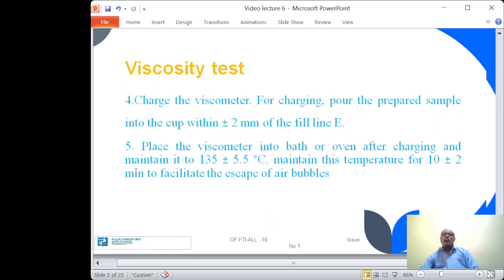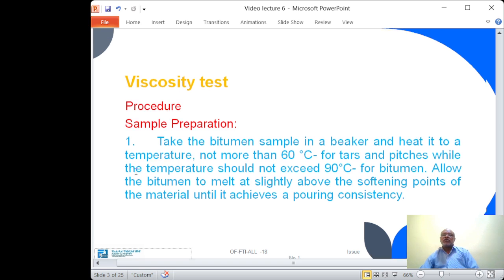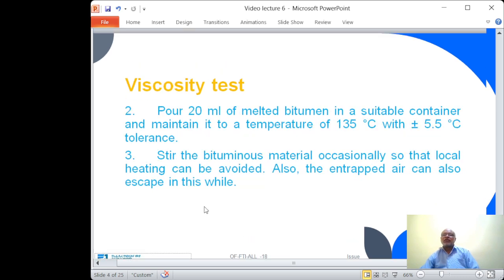Now we can proceed to the procedure. The procedure will start from sample preparation. First, take the bitumen sample in a beaker and heat it to a temperature not more than 60 degrees centigrade for tars and pitches, while the temperature should not exceed 90 degrees centigrade for bitumen, and allow the bitumen to melt at slightly above the softening point of the material until it achieves a pouring consistency.